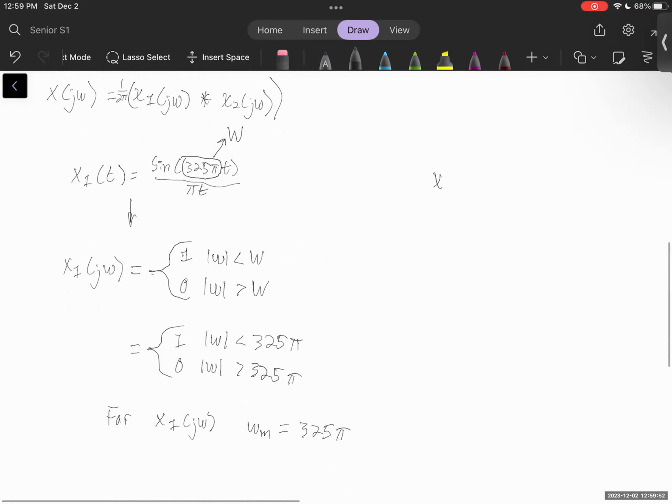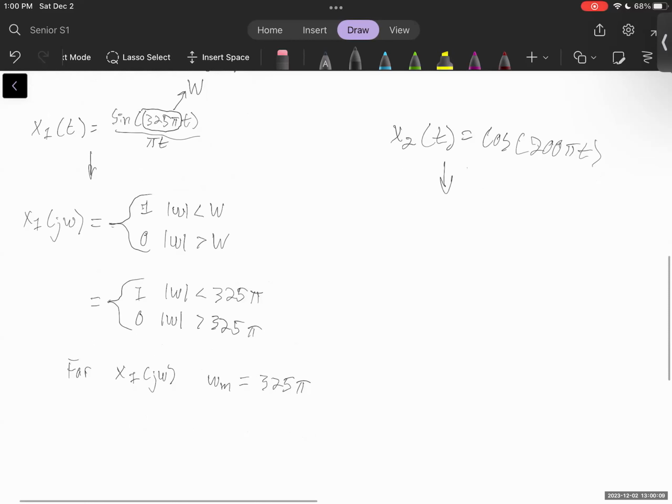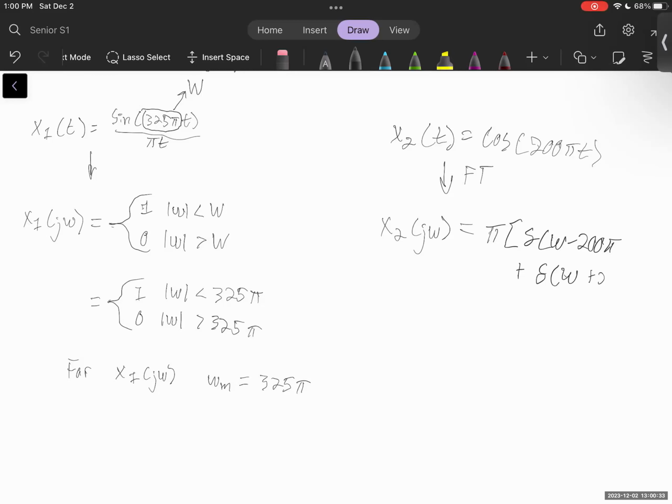Now we have X2 of j omega. So we have X2 of t, and that's going to be equal to our cosine of 200 pi t. So now we apply the Fourier transform, and we get X2 of j omega is going to be equal to pi times delta of omega minus 200 pi plus delta of omega plus 200 pi.